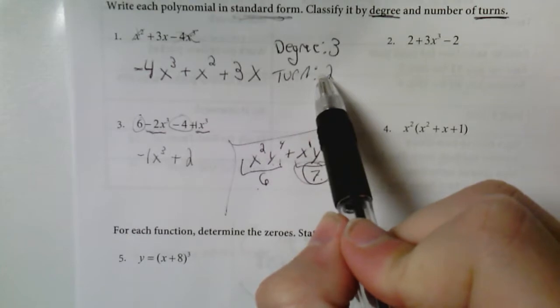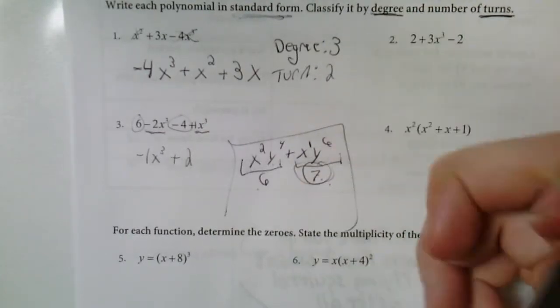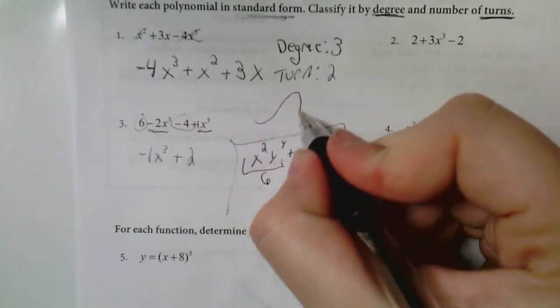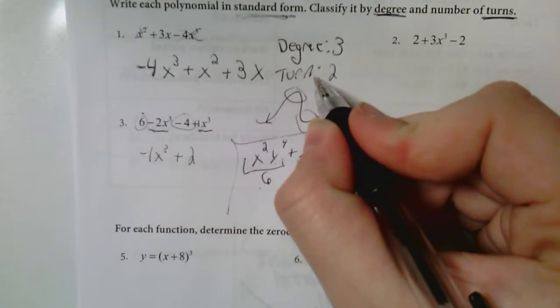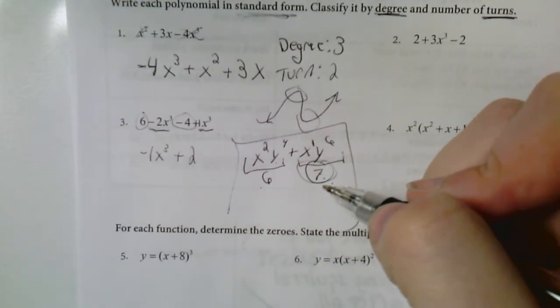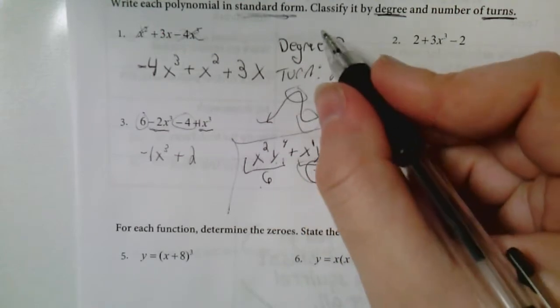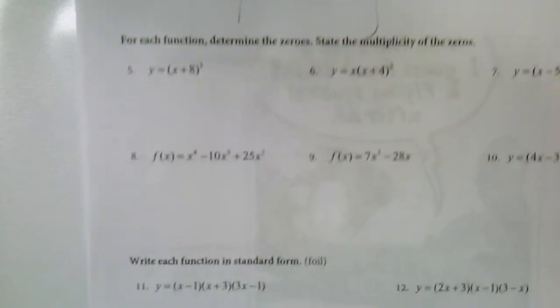You can never go from the turn to degree unless you're given a picture. Like if I were to give you a picture, something like this, and you see that it has 1, 2 turns, well, then you know it's probably degree 3. So just keep that in mind. The only way you'd be able to tell turns is if you have the degree or if you're given the picture.